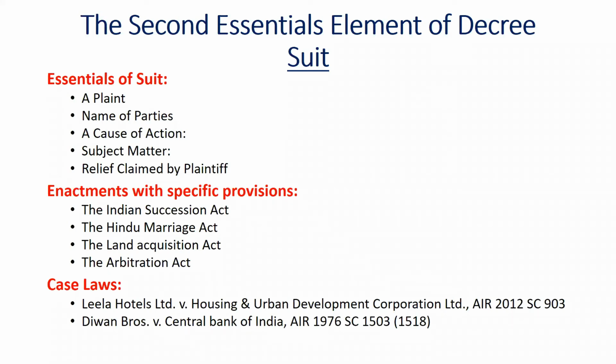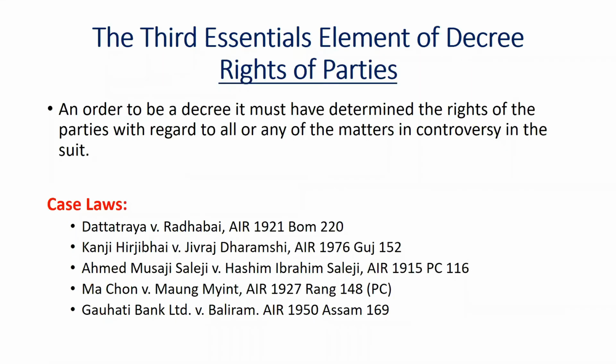Now we'll come to the third essential element of the decree, that is the rights of parties. An order to be a decree must have determined the rights of the parties with regard to all or any of the matters in controversy in the suit. ये definition भी हमने देखा है. मतलब जो right determine होता है वो for all or any part matter, any of the matters in controversy in the suit.